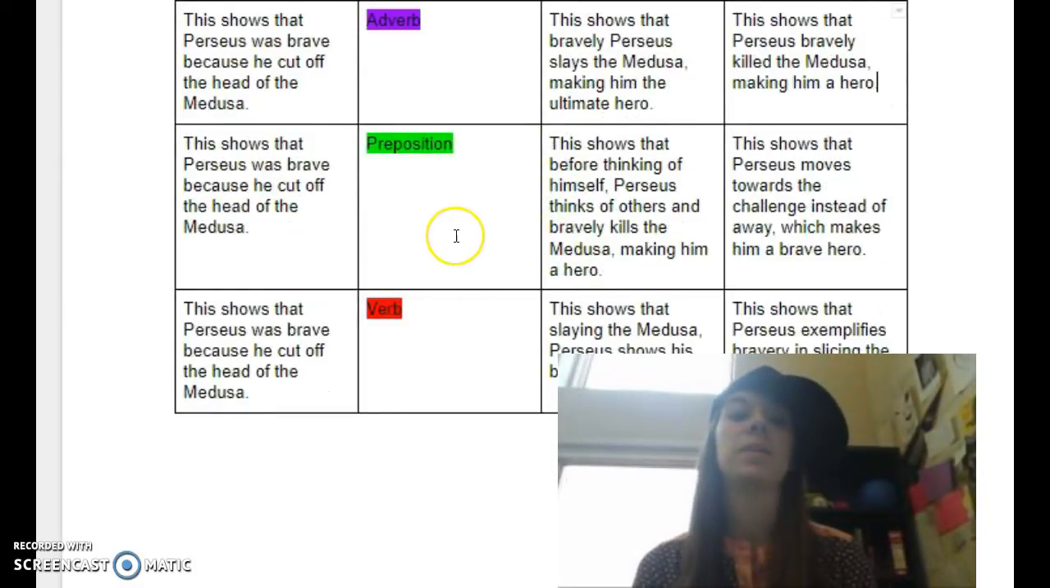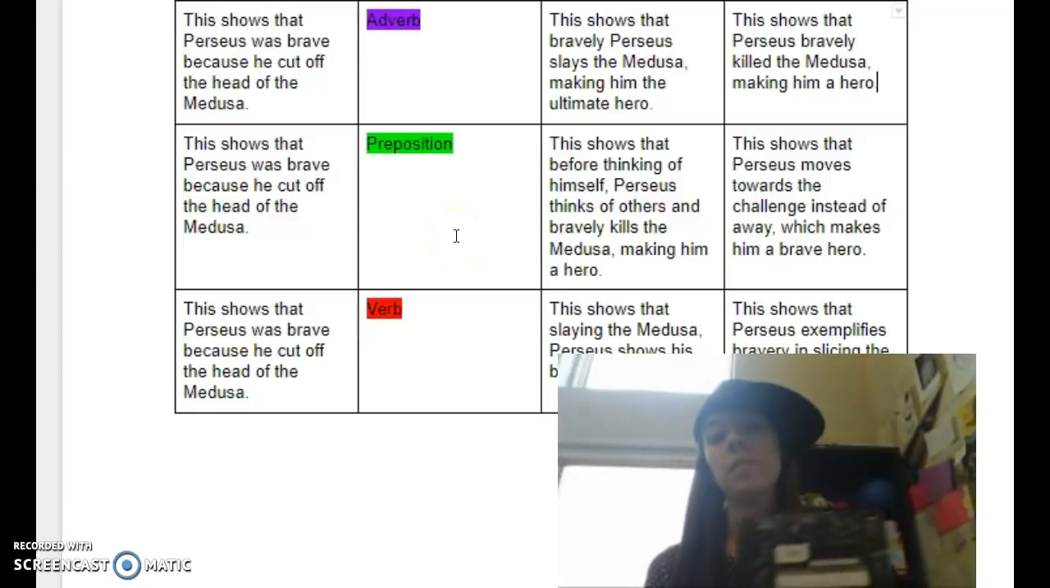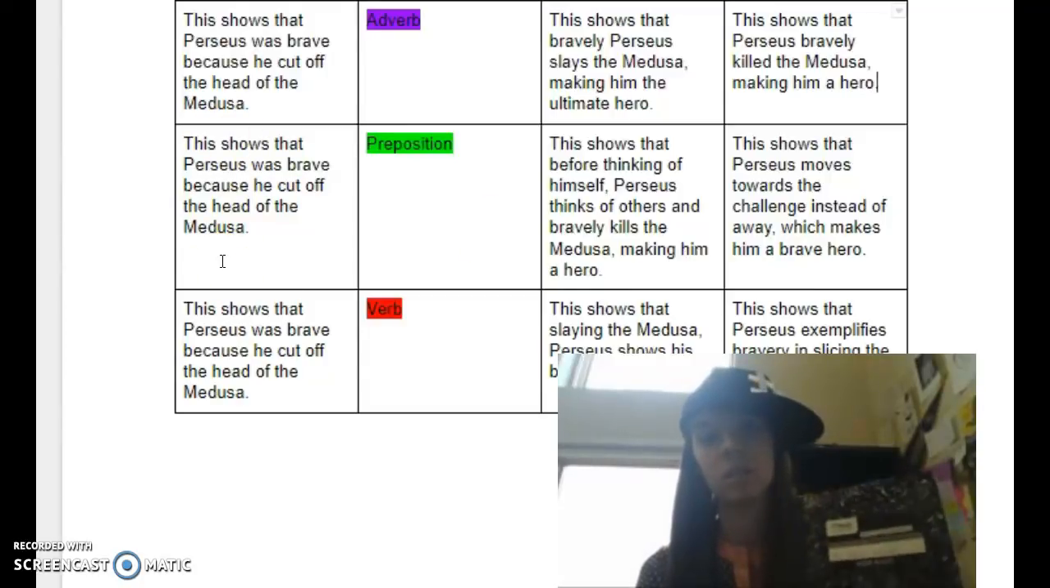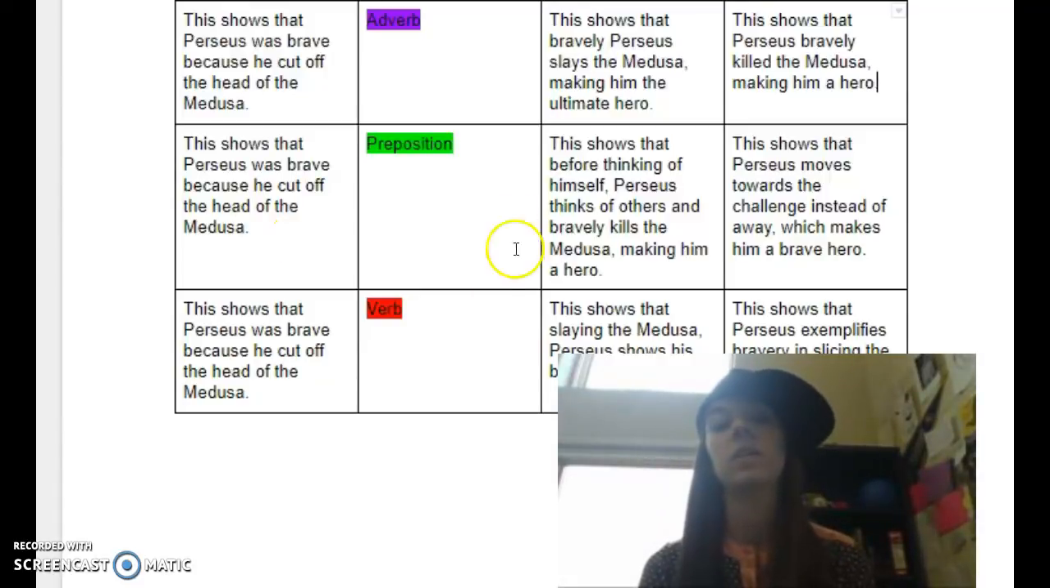Next one, preposition. Once again, I grabbed my notebook because this one was a little bit harder for me, and I had to use an improve it and a start it to show what Perseus was doing and explain the original sentence, all right? So what I said for this one is I looked at my list and I was like, how can I use this? Okay, so I said before. This shows that before, that's a preposition, starting with a preposition. This shows that before thinking of himself, Perseus thinks of others and bravely kills the Medusa, making him a hero.